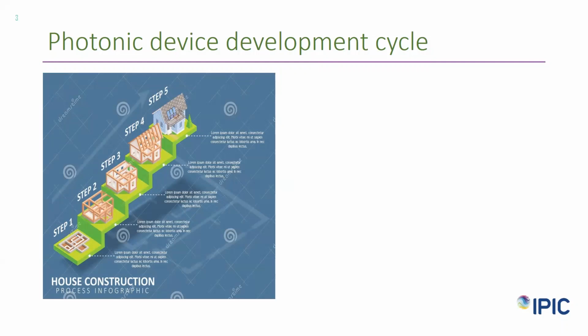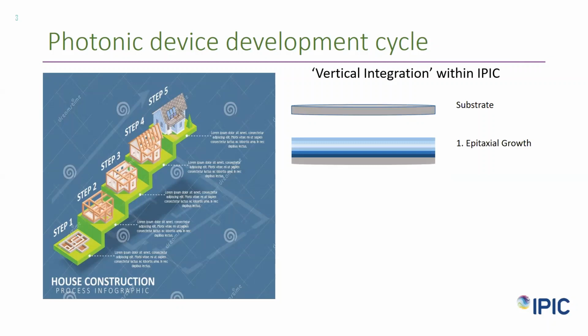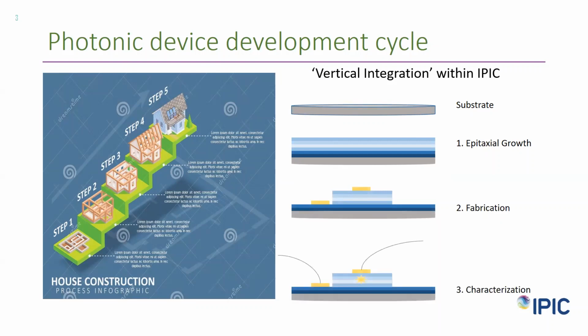In a similar manner, Brian had already introduced you to vertical integration within the Irish Photonic Integration Center, and he talked about this at length in the last presentation. So I would use the same terminology, and we start with a substrate. We do epitaxy on top of that. We grow thin layers on top of that. That would be our first step, known as epitaxial growth. Then we fabricate our device, which is known as fabrication. And then we characterize this device, known as characterization.